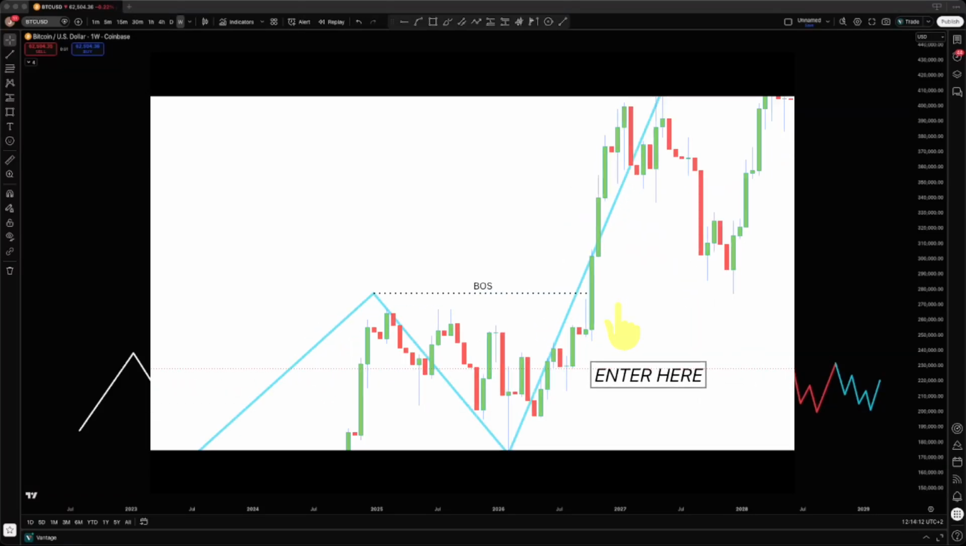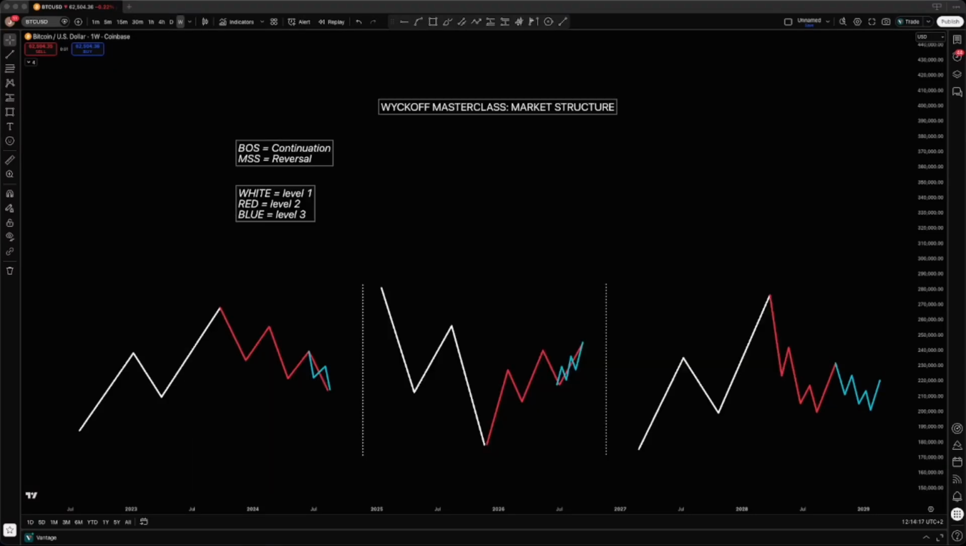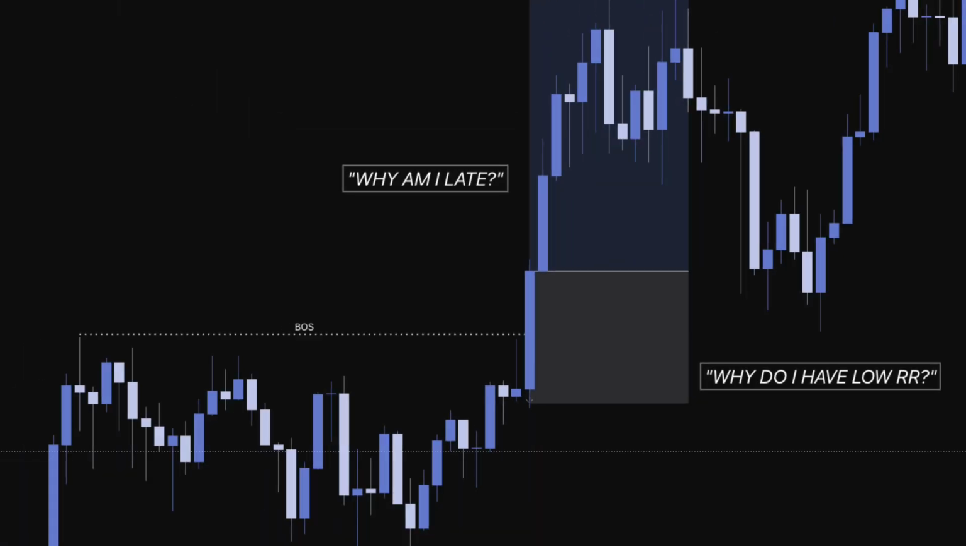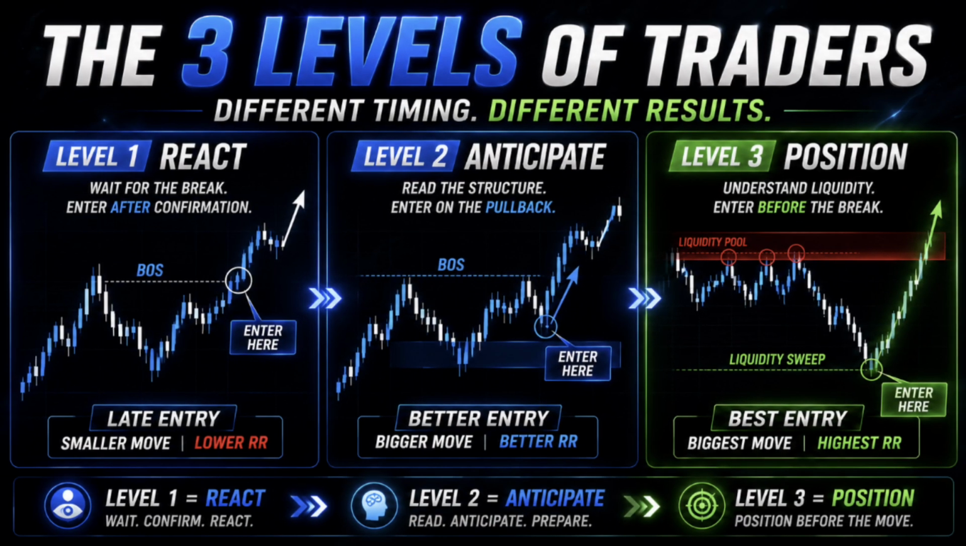Most traders learn market structure completely wrong. They are taught higher highs, lower lows, break of structure and trend changes. But the problem is that by the time those things happen, the move often already started. So in this video, I am going to show you 3 levels of market structure.